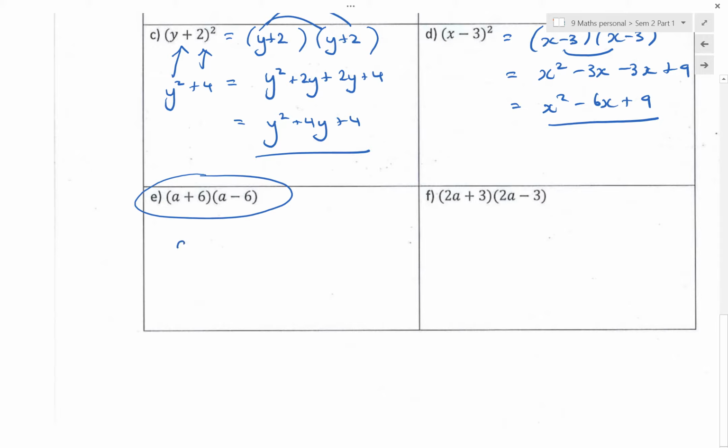So a times a is a squared. a times minus 6 is minus 6a, then we're adding 6a, and then we're subtracting 36. What's the number always in difference of perfect squares? Is it always positive or negative? Negative. It's always negative. You will never expand a difference of perfect squares and get a positive number there. So the number is always negative. Is that what I just said? Yes, it is. Okay, a squared minus 36. These two cancel each other out. They obliterate each other.